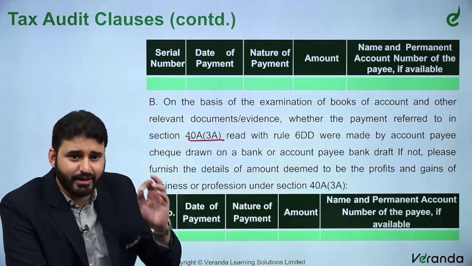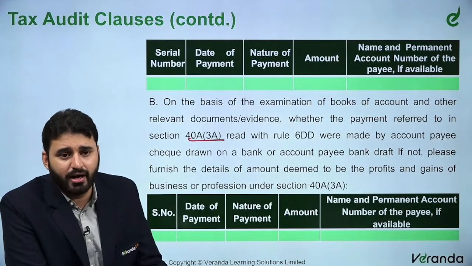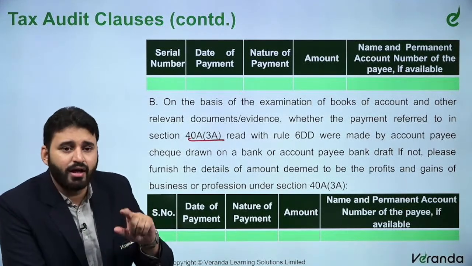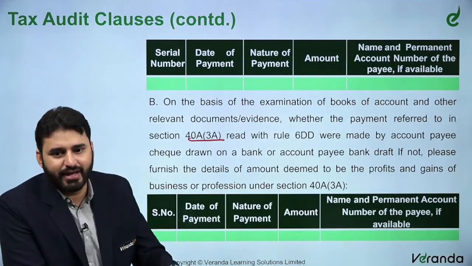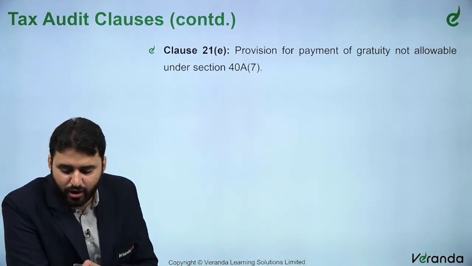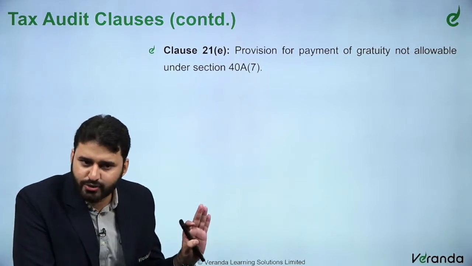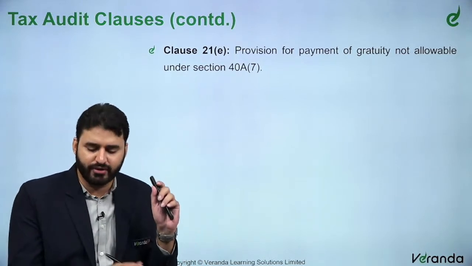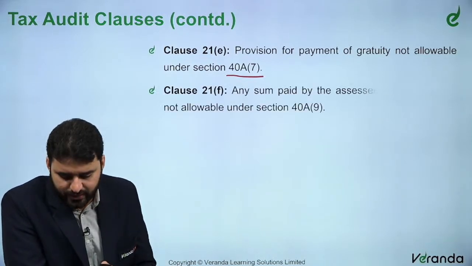If you are making payment of more than 10,000 rupees to the same party on the same day, then that entire expenditure will get disallowed. Clause 21E, payment for provision for gratuity: if you are making a provision for gratuity, it is disallowed, only actual payment of gratuity is allowed. So that entire amount will get disallowed under section 40A clause 7.